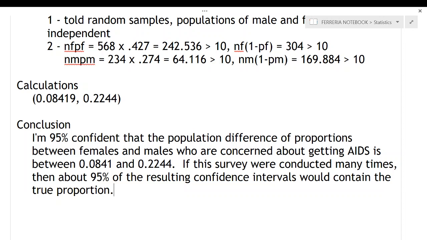Matt, did you have a question? Yeah. On the internet, it said the interval is between 0.0818 and something. Yeah, I'm not sure why. Does it matter? Yeah, I'm not sure why.